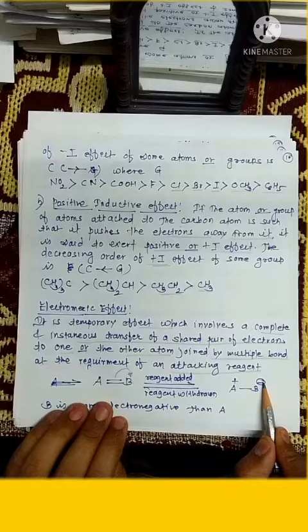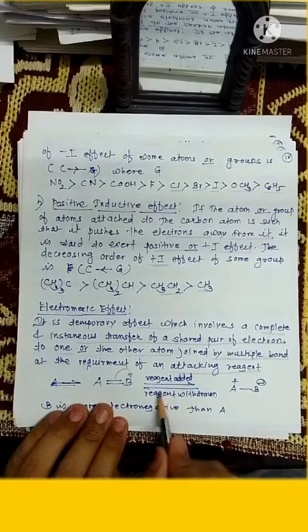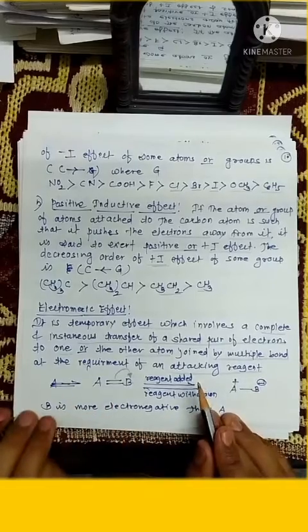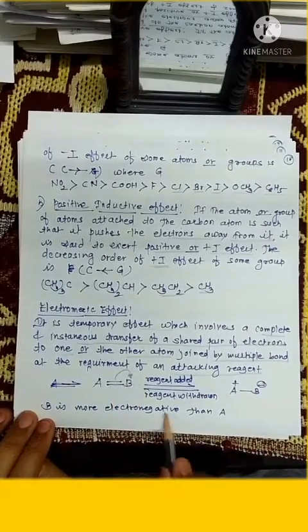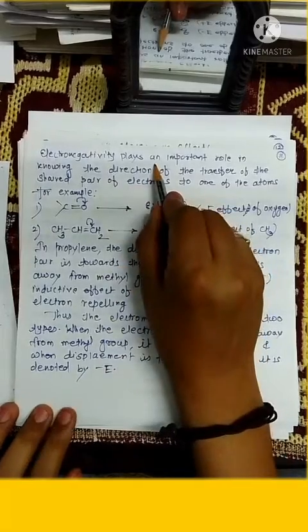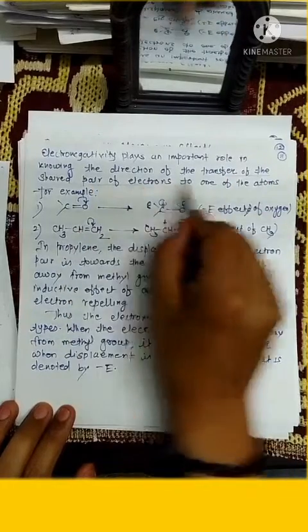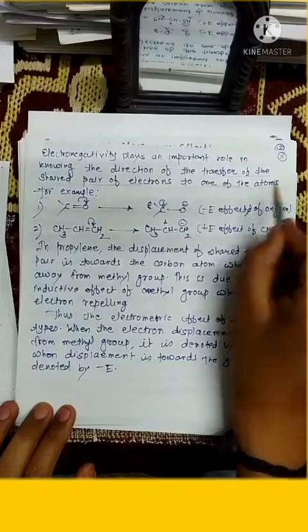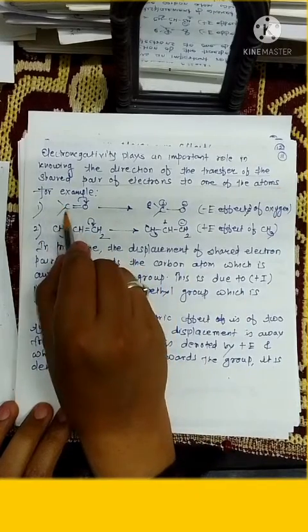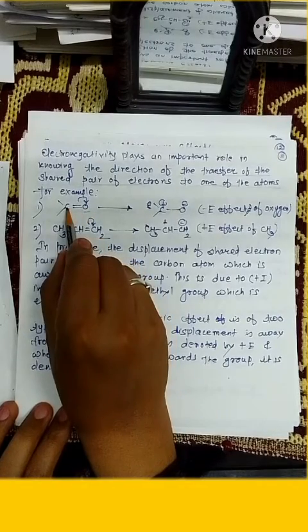That's why it is shown with B negative. Because of that, A gets positive charge. If we remove this reagent, the reaction goes backwards. So in this case, B is more electronegative than A. Electronegativity plays an important role in knowing the direction of transfer of the shared pair of electrons to one of the atoms. For example, this is the example of the carbonyl group. We know that oxygen is more electronegative than carbon.